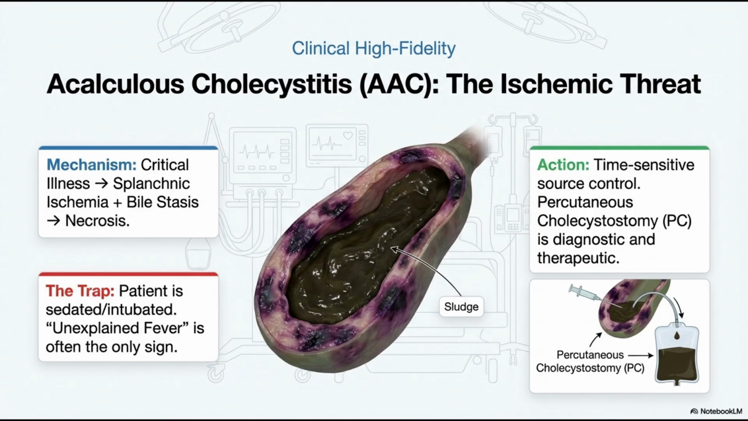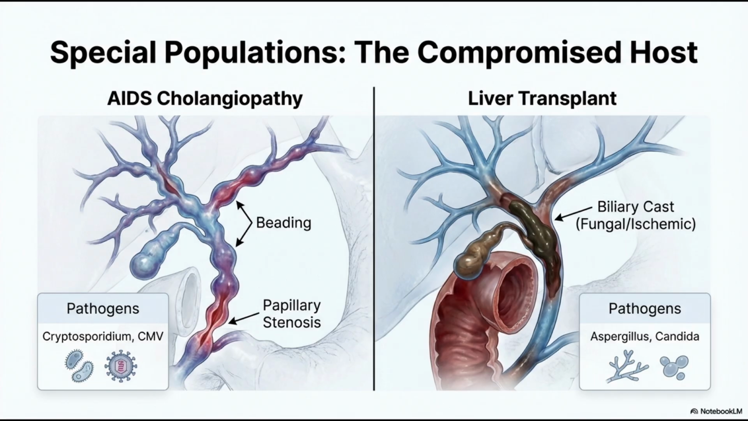And the management? Time-sensitive source control. If you suspect AAC in an unstable ICU patient, percutaneous cholecystostomy is often first line. It's both diagnostic and therapeutic. How so? If you stick a needle in and pus comes out, you were right, and you've just fixed the pressure problem. Moving on to Section 6, special populations.